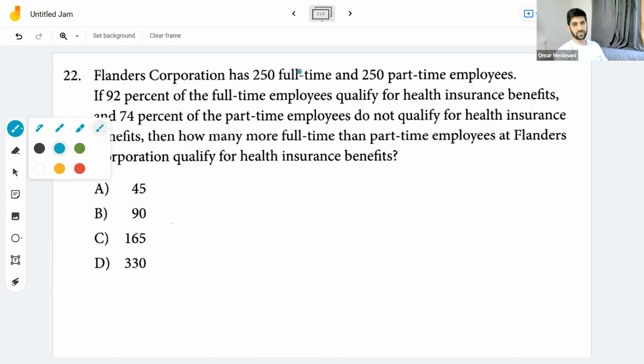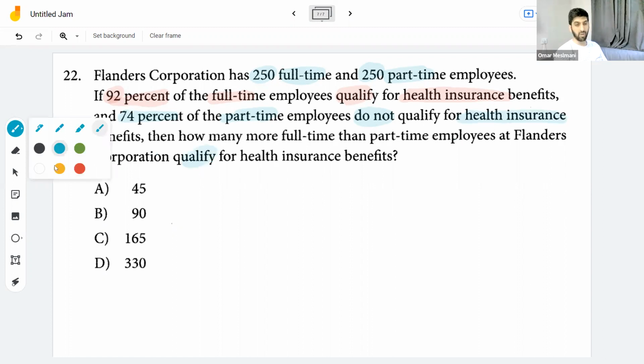They have 250 full-time and 250 part-time employees. He's saying that if 92% of the full-time employees qualify for the health insurance, and listen carefully here, this is the trick, and 74% of the part-time employees do not qualify for the health insurance, then how many more full-time than part-time employees at this company qualify?